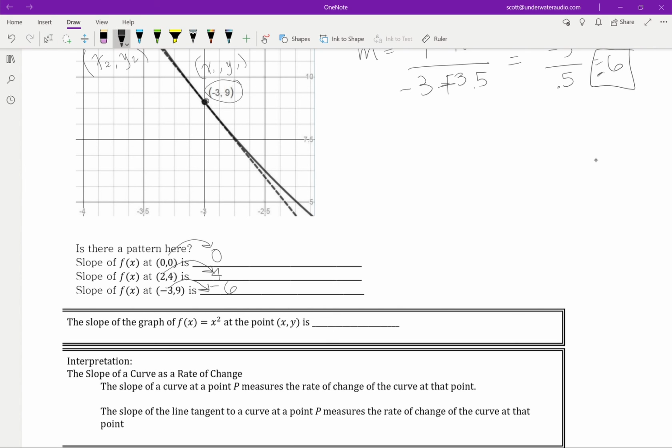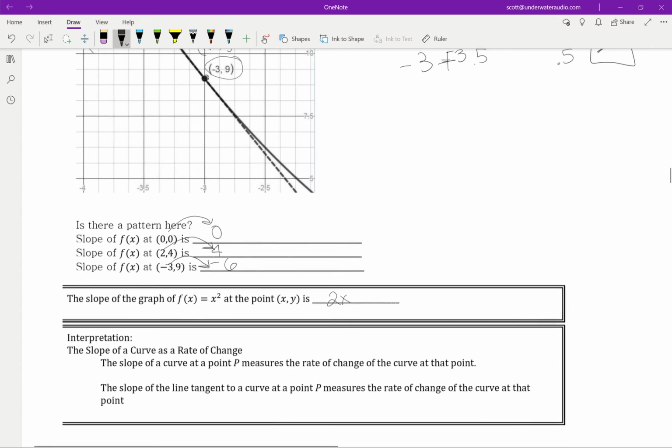So the slope of the graph of f of x equals x squared at the point x, y is just 2x. So you can actually just trust me on that. Trust me on this, that this is true. It's not just a trick, it worked for these 3 points. It's always true. The slope of the graph of f of x equals x squared at the point x, y is always 2x. It's a pattern.